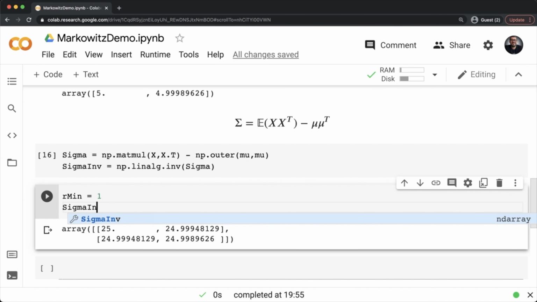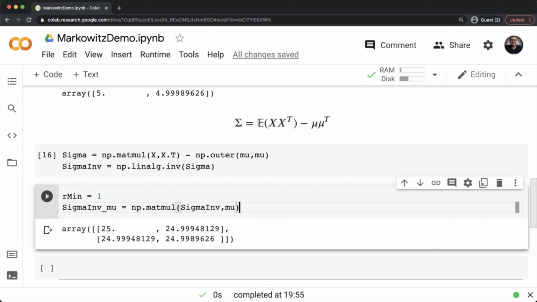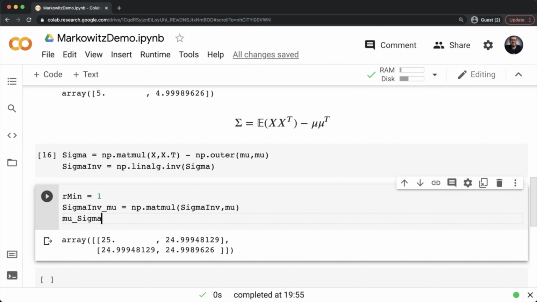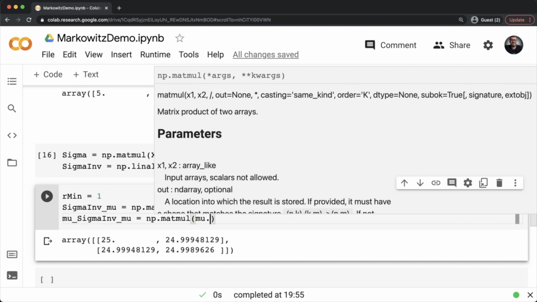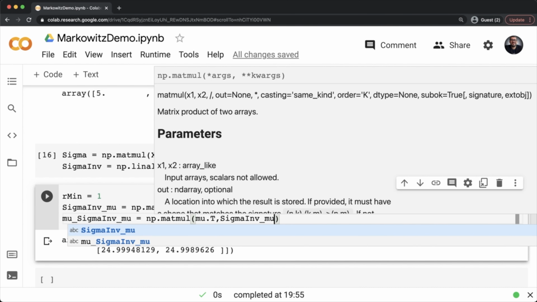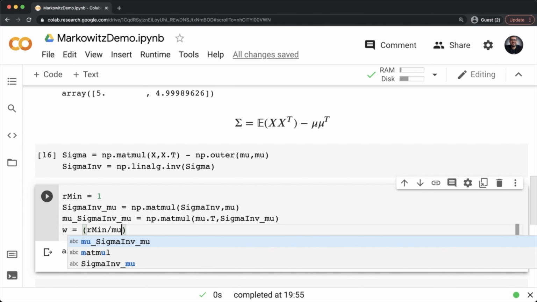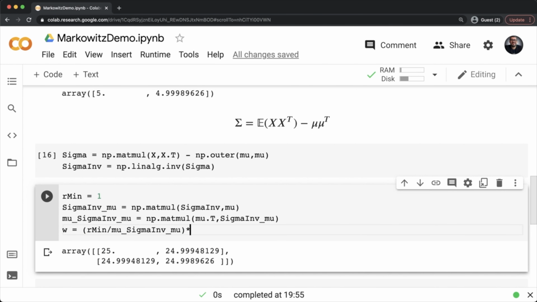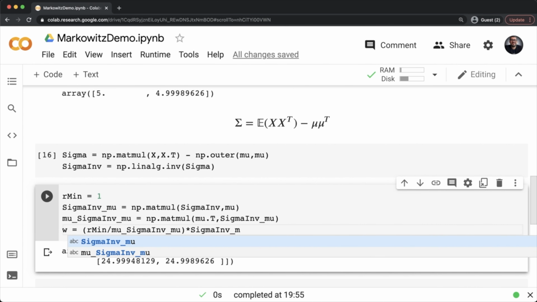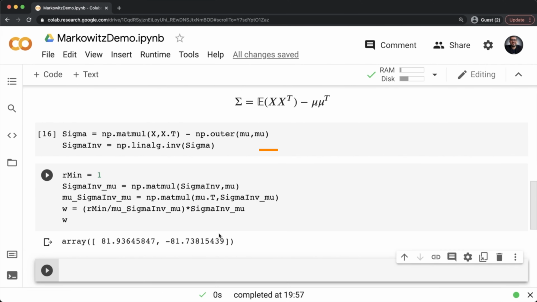So sigma inverse mu is np.matmul of sigma inverse and mu, and mu transpose sigma inverse mu is np.matmul of mu transpose times sigma inverse mu. Now I can compute my W, that is R min over mu transpose sigma inverse mu times sigma inverse mu as such, and just print it, and there you go.